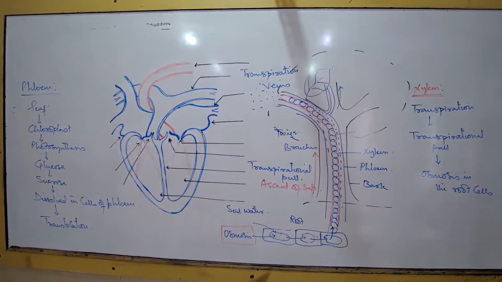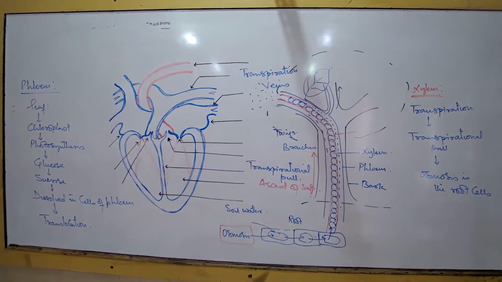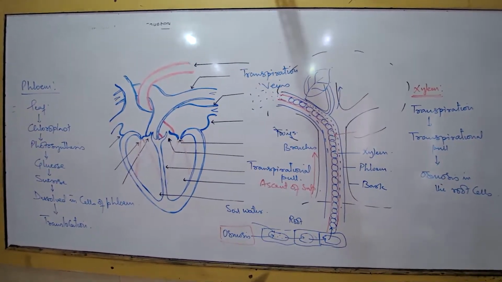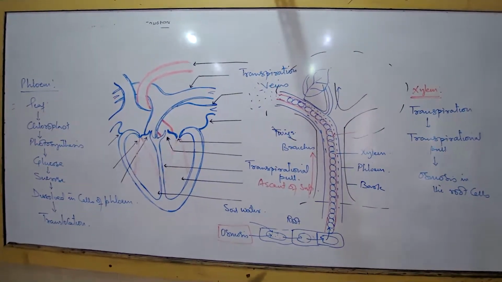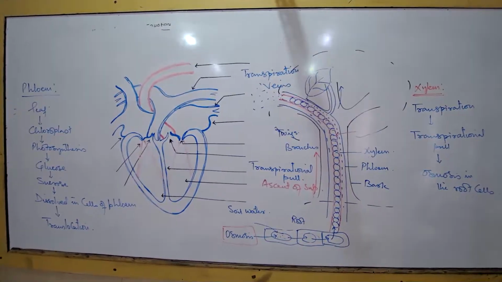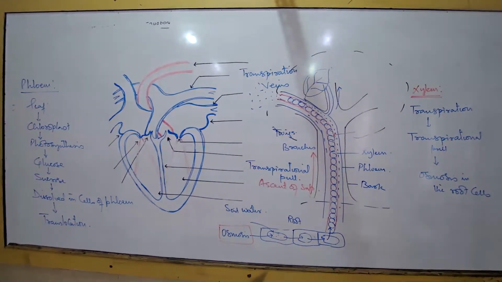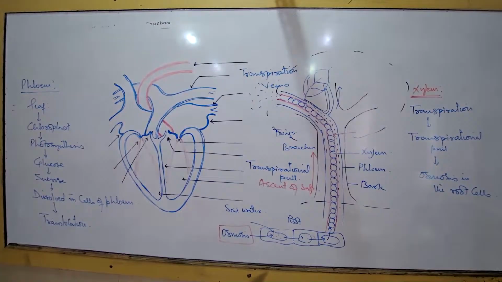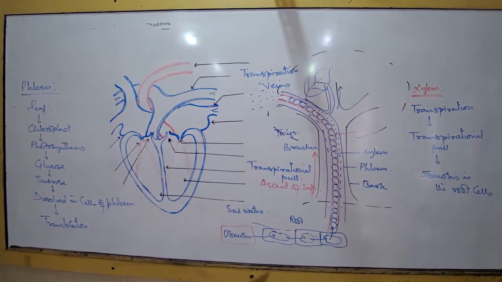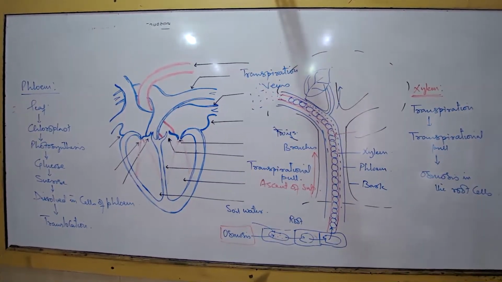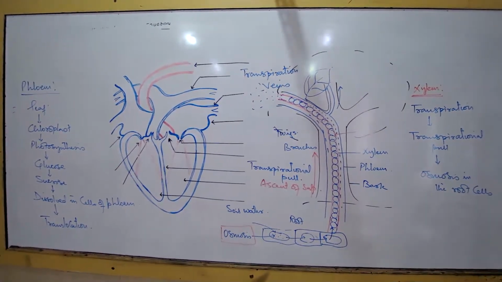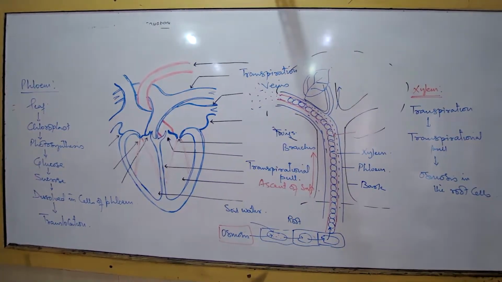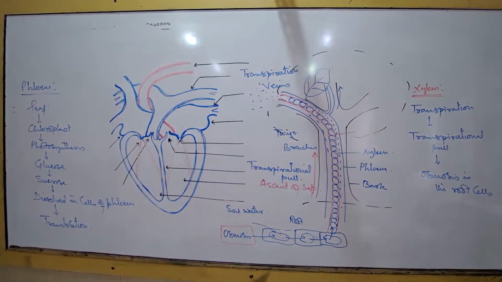Transpirational pull is responsible for the absorption of soil water by the root cells by a process known as osmosis. Full stop.